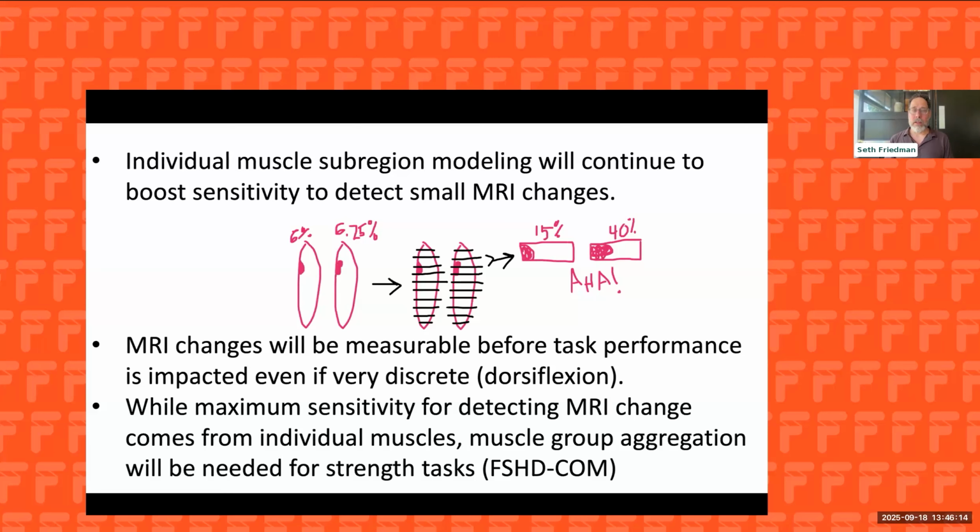I believe that MRI changes will always occur before task changes. Even for something like dorsiflexion, it's likely that you'll see fat change before you'll see a functional change. And as you move towards more bulk tasks like extension, you have to combine muscles into these functional groups. Although that's necessary, it comes at a penalty of not being able to see change as effectively.